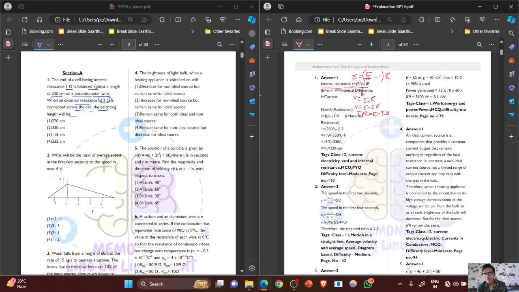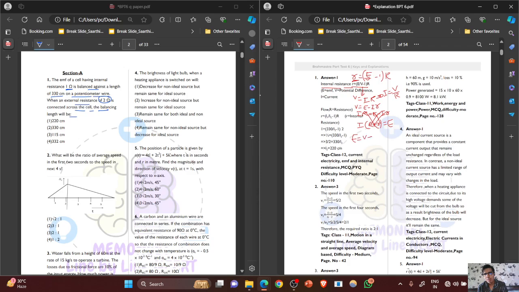From here we can do one thing. Taking I common, I(R + r) = E. So what do we want? We want the small r. To get the small r, we need to eliminate I from here. So once we eliminate I, I is equal to V/R, putting it here.